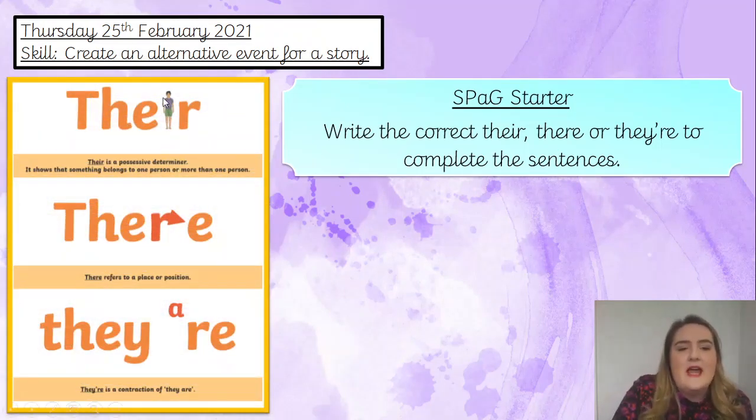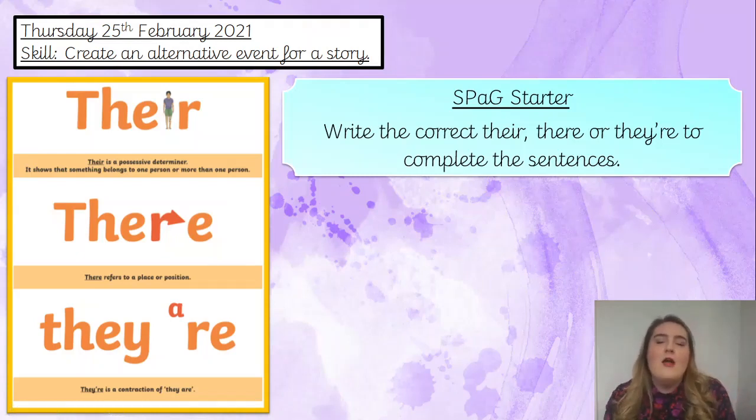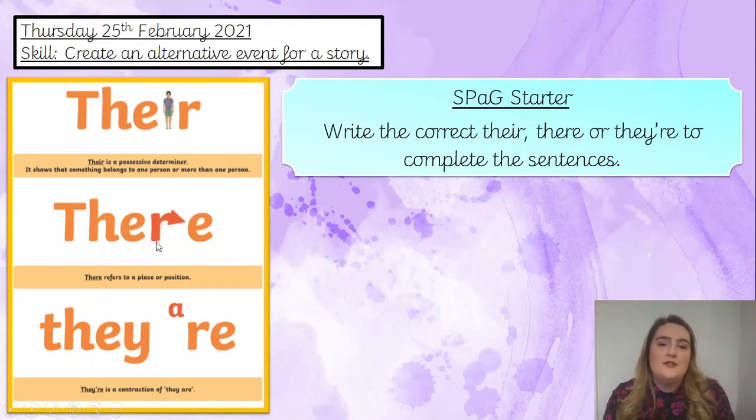So this there, with the T-H-E-I-R, this shows that something belongs to one person or more than one person. So for example, it's their car, it's their coat. Okay, we would use this there if it belongs to them. This one, that's T-H-E-R-E, refers to a place or position. So for example, the vase is over there, the garden is over there.